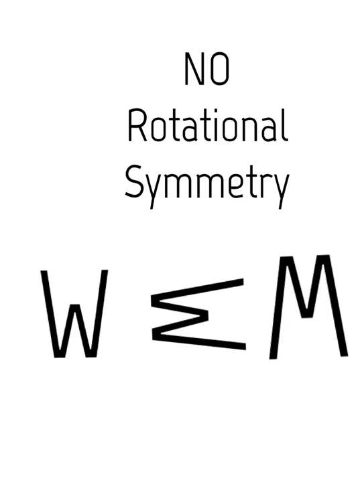Additionally, this W does not have rotational symmetry. You'll see that when we rotate it once, it's on its side, and when we rotate it again, it is not in the same position that it was at the beginning. In fact, it looks a lot like an M now. So this does not have any rotational symmetry.